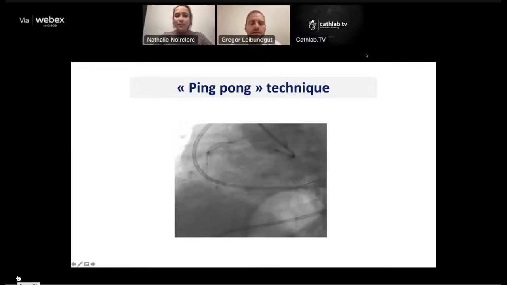And the other thing, you said you had the balloon already out of the catheter. This is usually something that happens when you have a perforation. And especially in this patient, I think nobody would have expected the perforation.